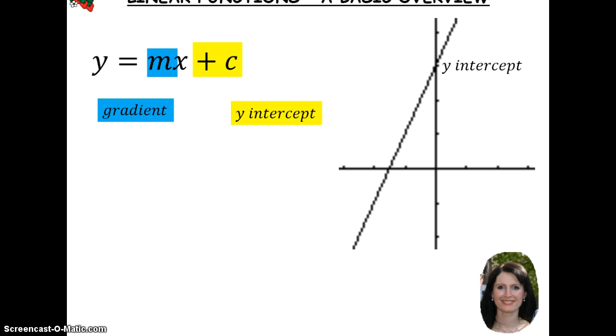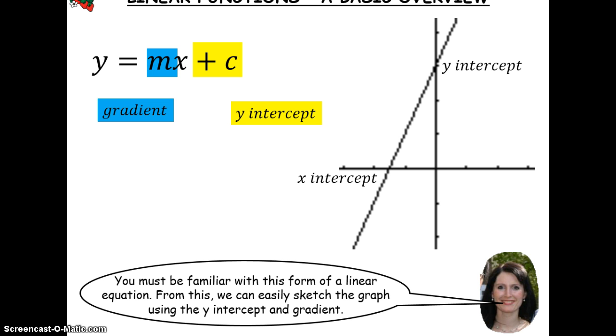M is our gradient. That is the slope of our line. It is not the x-intercept. The x-intercept is where the line cuts through the x-axis. We don't get that value from our basic form of y equals mx plus c. We have to be familiar with y equals mx plus c, and from this we can easily sketch graphs using the y-intercept and gradient method.